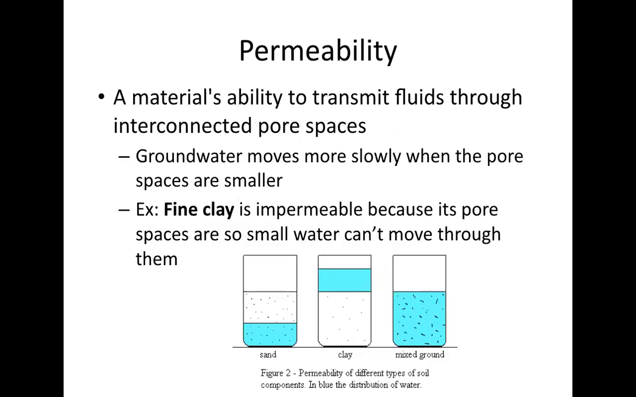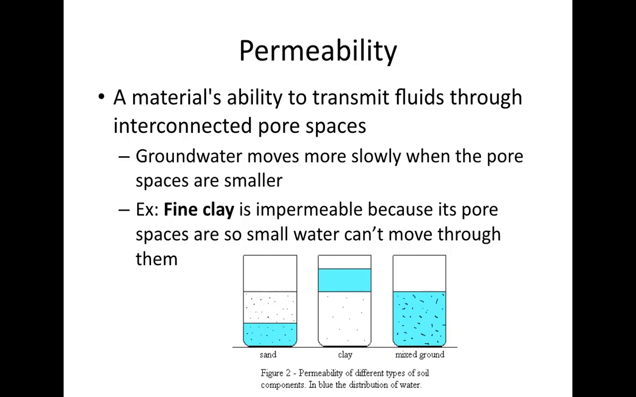Next is permeability. We've also seen this word. So if we were to pull out a key word here, it would be permeable. So this is a material's ability to transmit fluids through interconnected pore spaces. If we look back at the two pictures that were on the board, there are pore spaces that can connect to one another, okay? So groundwater can move more slowly when the pore spaces are smaller. Obviously, it will do the opposite if they are larger.